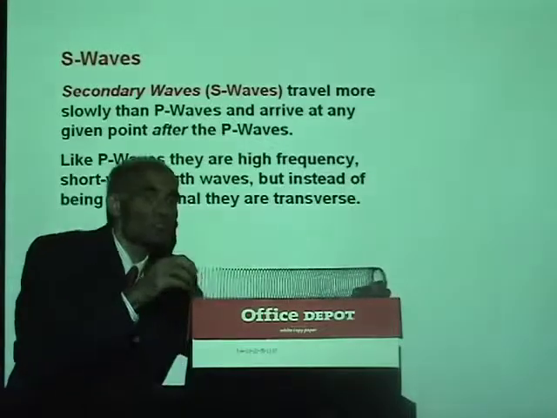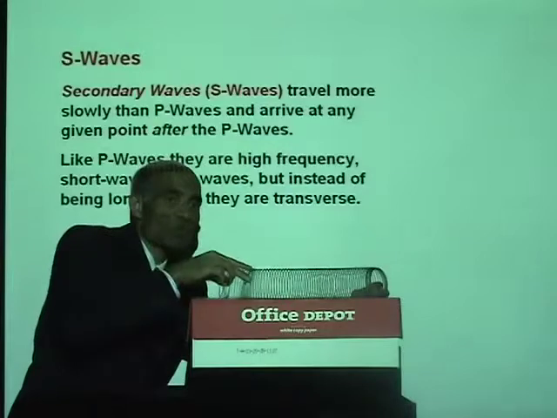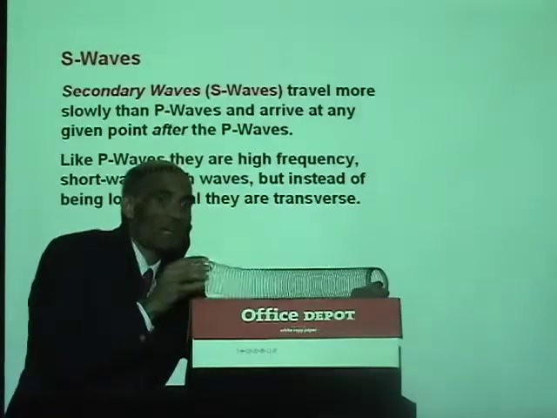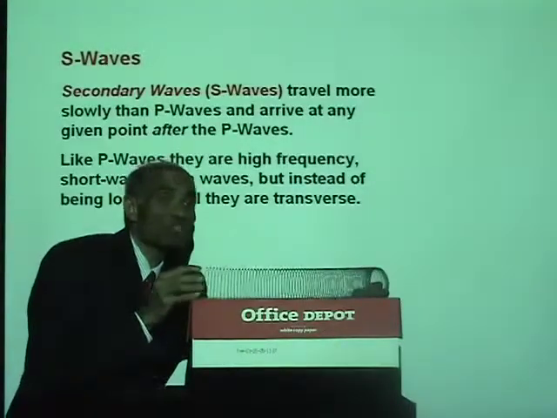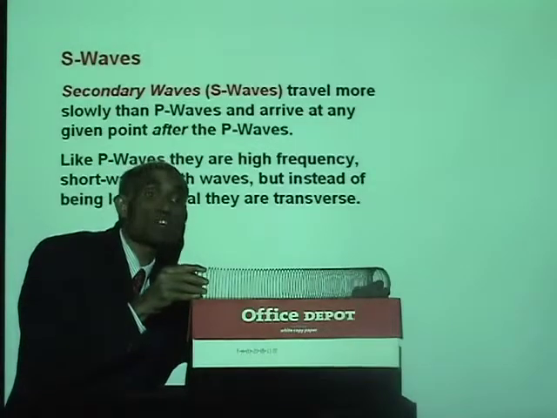Now what is happening to the segment of the slinky? The segments of the slinky are moving back and forth, producing compressions. Now this is a P wave. That is a longitudinal wave, whereas S waves are transverse waves.